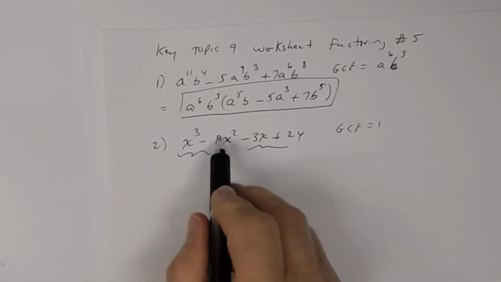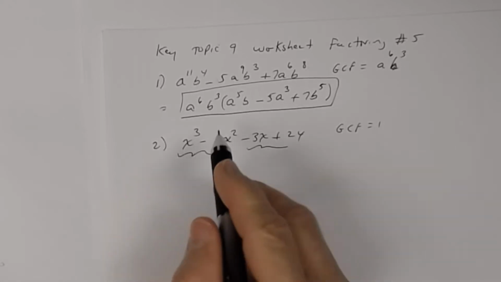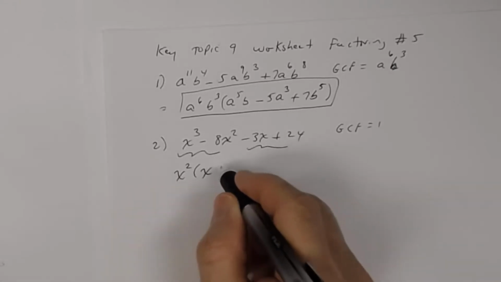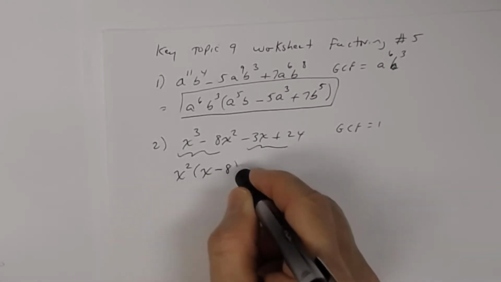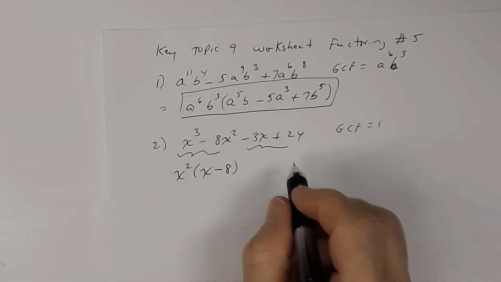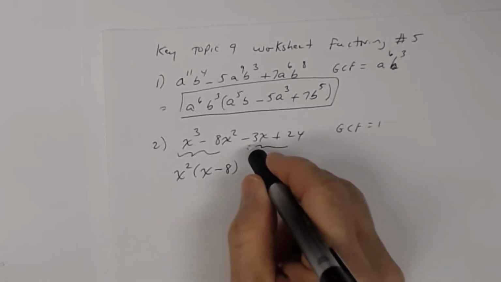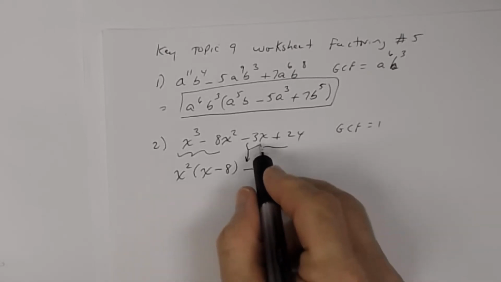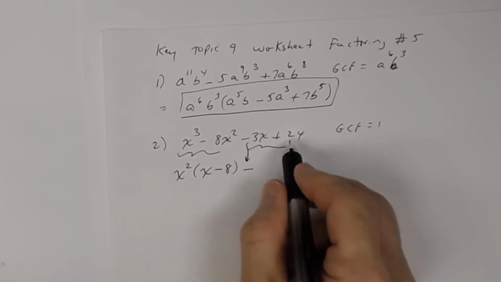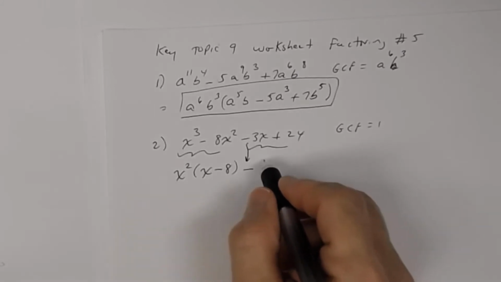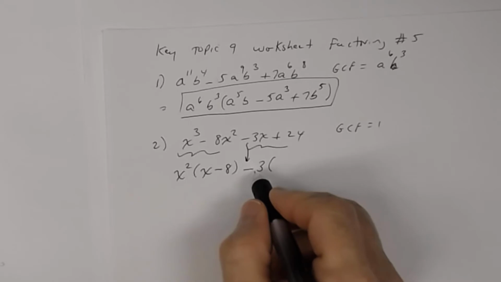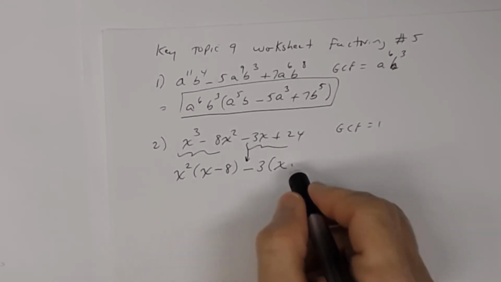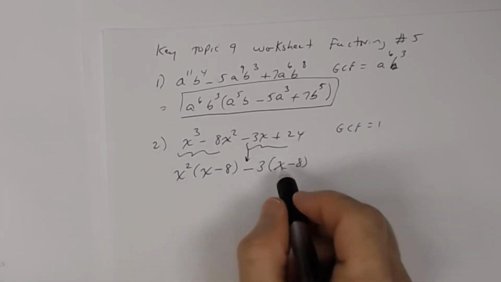In the first group, I can factor out an x squared. So when I factor out an x squared, I get x squared times x is x cubed, minus x squared times 8 is 8x squared. In the second group, remember, with subtraction, you must factor out a negative GCF. So the GCF of the second group is a -3. So I'm going to factor out a -3. A -3 times x is a -3x. A -3 times a -8 is a +24.